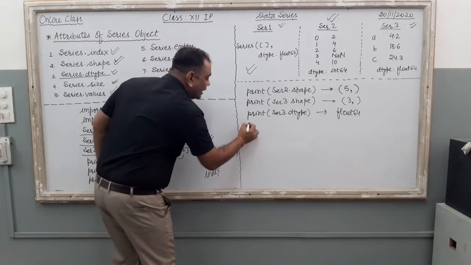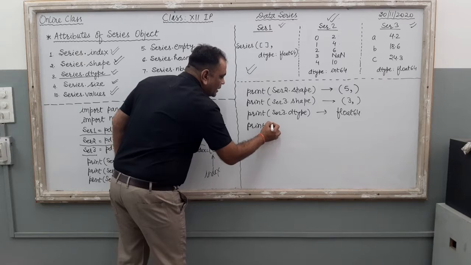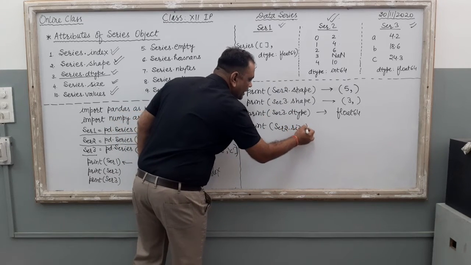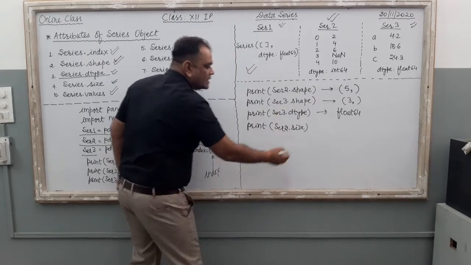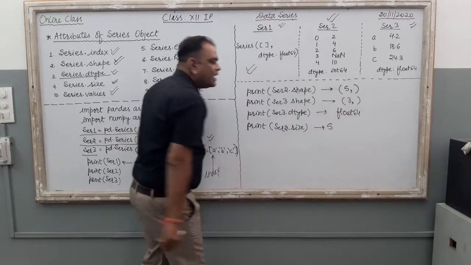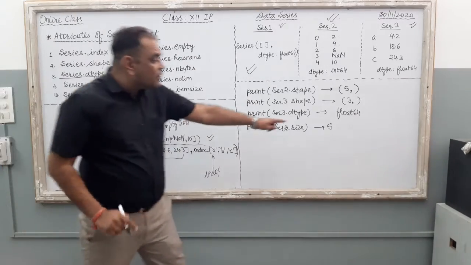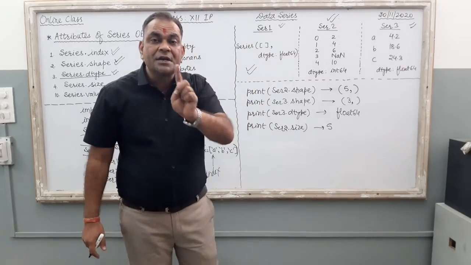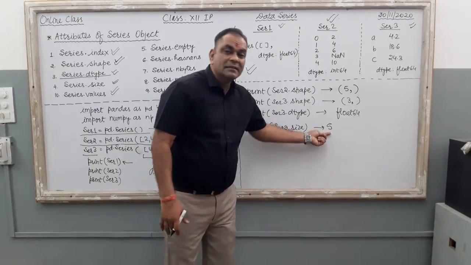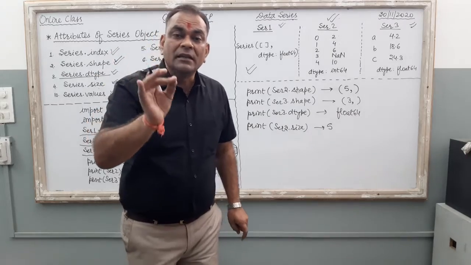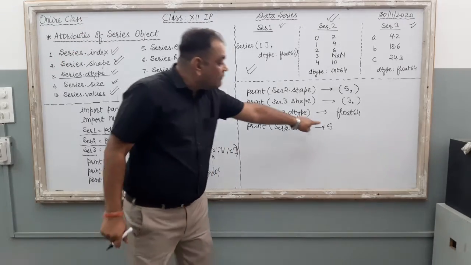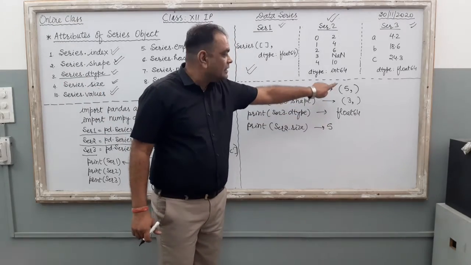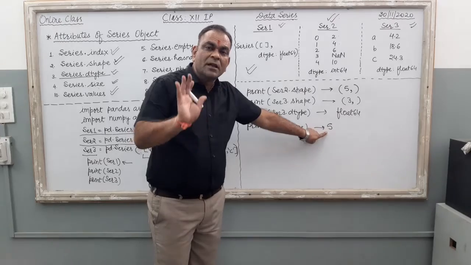See the difference here. print ser2.size. Earlier I used shape, now ser2.size. What will the computer show? It will generate 5. What is the difference between this and this? Here 5 is in the tuple notation. Here 5 is in the variable or constant notation. You can put this 5 in any variable and use it. The output is the same, 5, but one is in the tuple, the other is a simple constant.